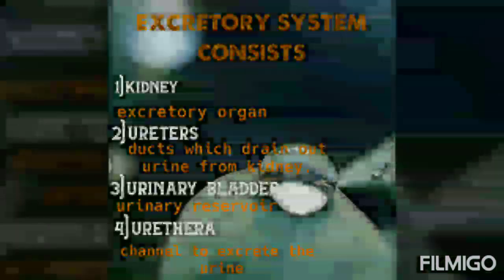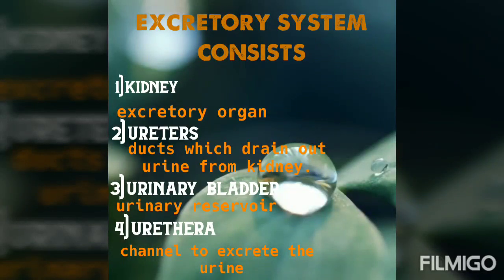Excretory system consists of kidney as excretory organ, ureters as ducts which drain out urine from the kidney, urinary bladder as urinary reservoir, and urethra as the channel to excrete the urine out from the body.